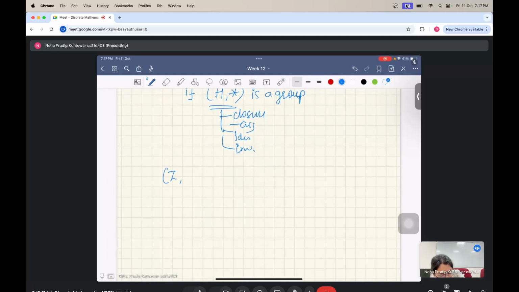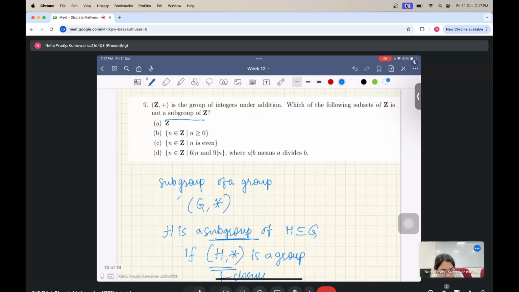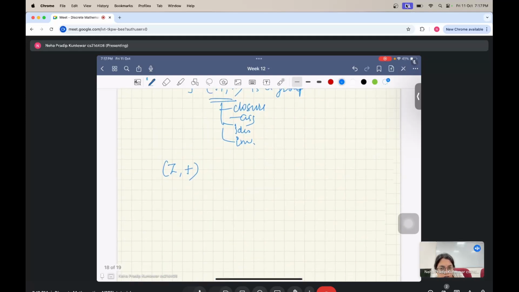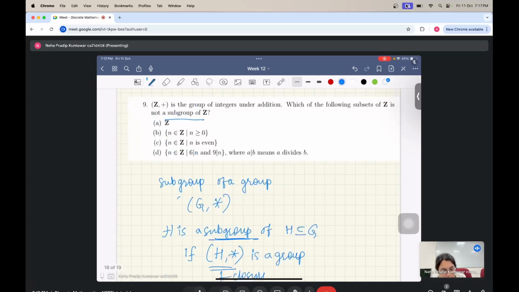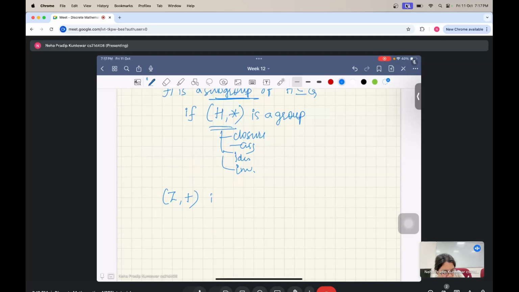Let's say I have Z plus. This is something that we did earlier, and we know that this is a group. This is what is given. Now I want to check if Z is a subgroup of G. So indeed Z plus is a subgroup of G, which is a group. So this is a valid subgroup.